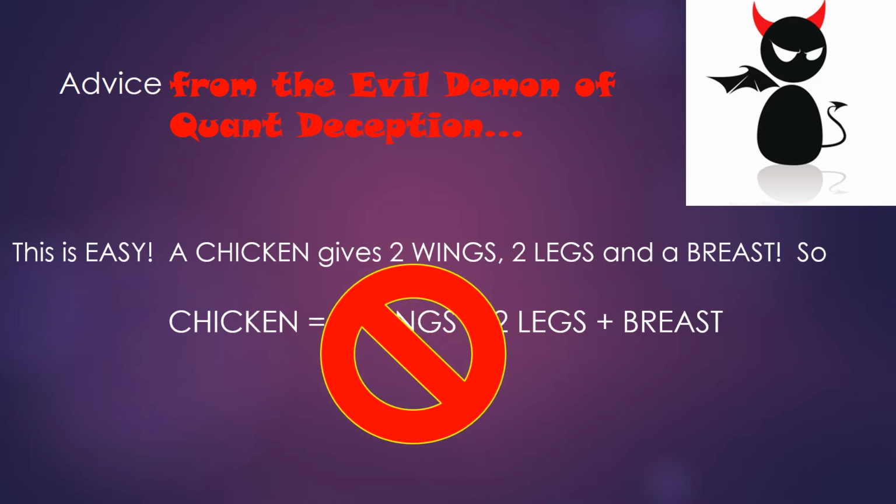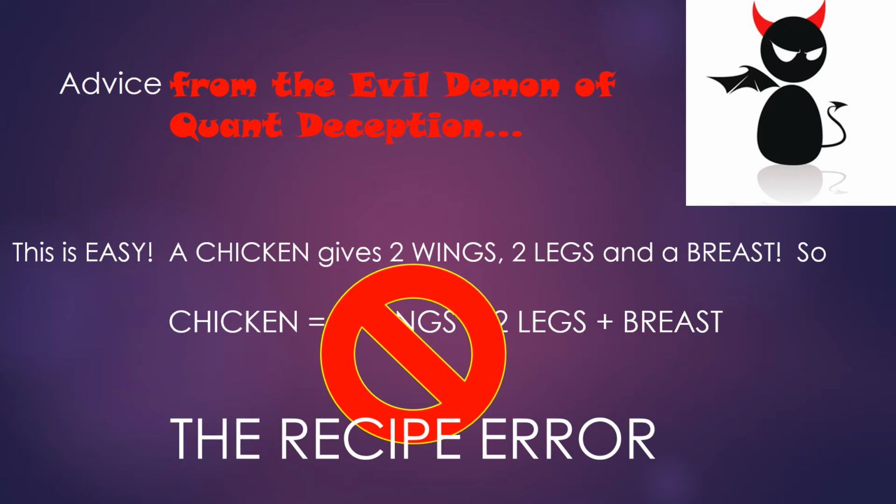It is an example of a recipe constraint, which says that if you take these ingredients and put them together, you get one of these things, or conversely, that one of these things can be decomposed into these parts. There is no such thing as a recipe constraint, and that's why we call this the recipe error. What's wrong with it, though?